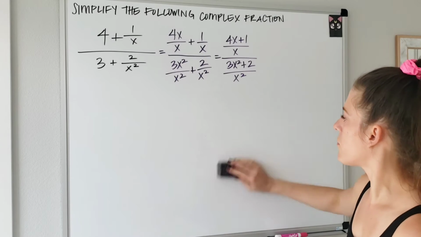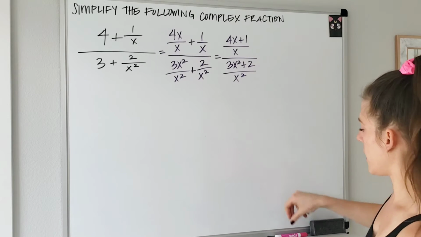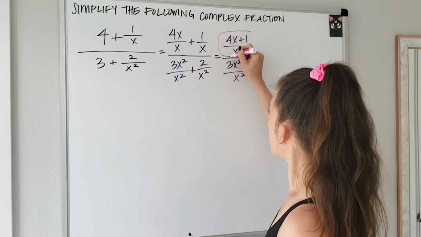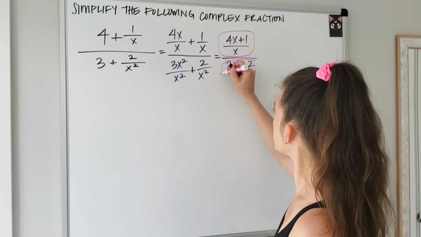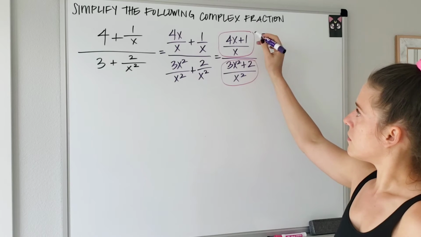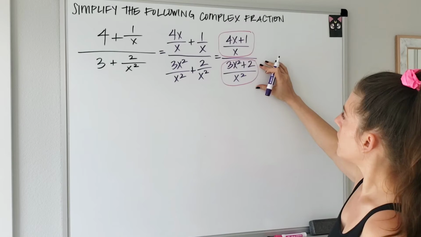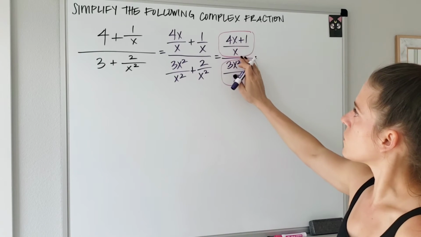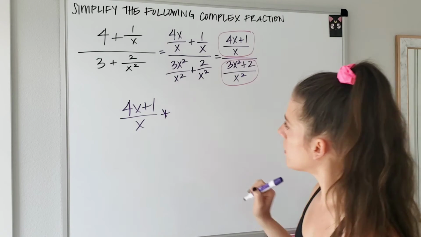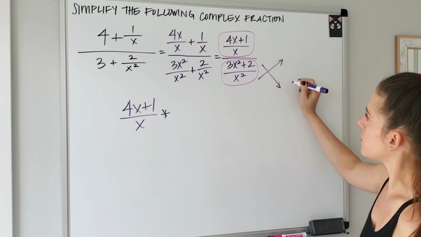Now we have a fraction divided by a fraction, right? We have 2 separate fractions going on here. Anytime you have a whole fraction divided by a whole fraction, this is this fraction times the reciprocal of this fraction. Let's start with the first one, 4x plus 1 over x. Instead of dividing, we're going to multiply the reciprocal of this. Reciprocal just means switch the numerator and the denominator.